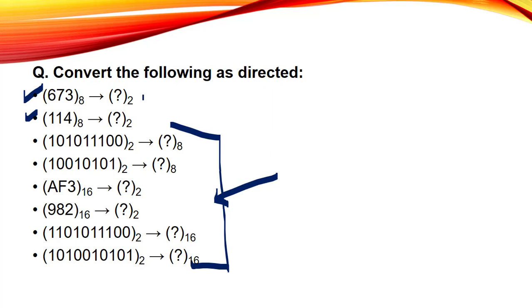Our first question is 673 with a base of 8 and we have to convert this to a base of 2. Now the most important thing: whenever you are converting any octal to binary or any hexadecimal to binary or the reverse, you have to refer to the tables of octal and hexadecimal number systems. In these tables, we have their binary equivalents. So for solving these questions, we use these binary equivalents and then we can easily convert these digits to their binary form. Now let's see.